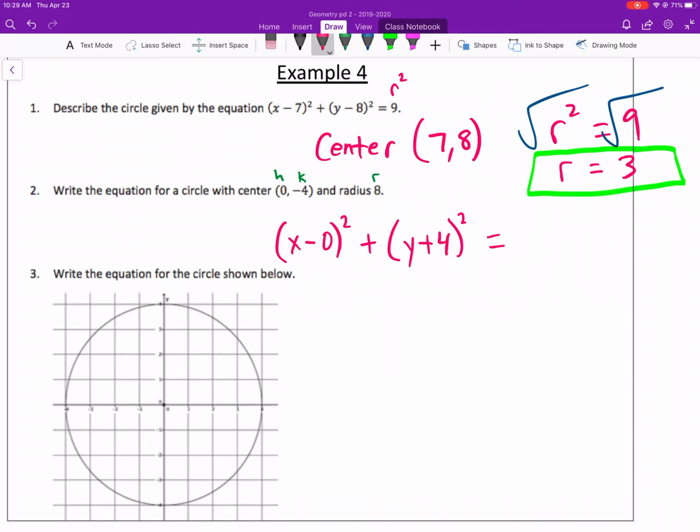Remember, in your equation, you can scroll back up like we've been doing, in your equation is showing the radius squared. So you have to understand the difference between going from equation to center and radius and from center and radius to the equation. Now what we'll simplify here, remember if it's x minus 0 squared, that does simplify, that's just x squared. And then plus y plus 4 squared is equal to 8 squared, which is 64.